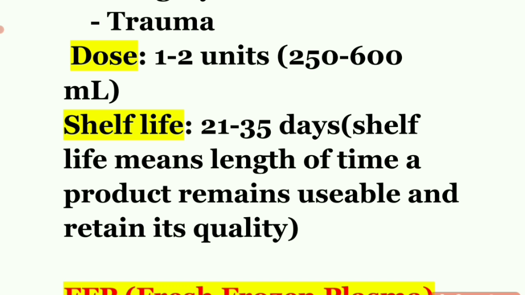What is the dose of PRBC? Generally it's 1 to 2 units, approximately 250 to 600 ml. This is the general dose of PRBC. The shelf life is 21 to 35 days. What's the meaning of shelf life? Shelf life means the length of time a product remains usable and retains its quality.